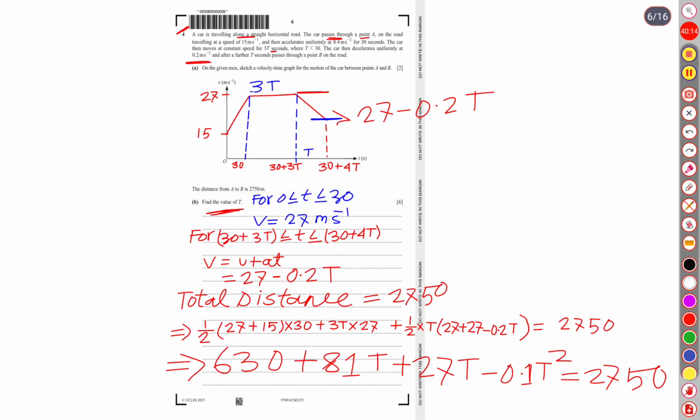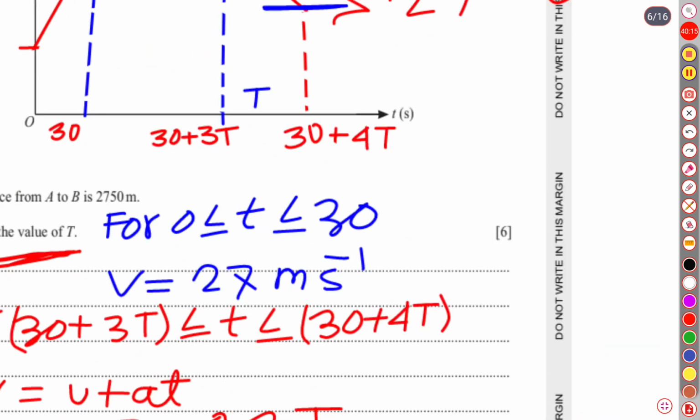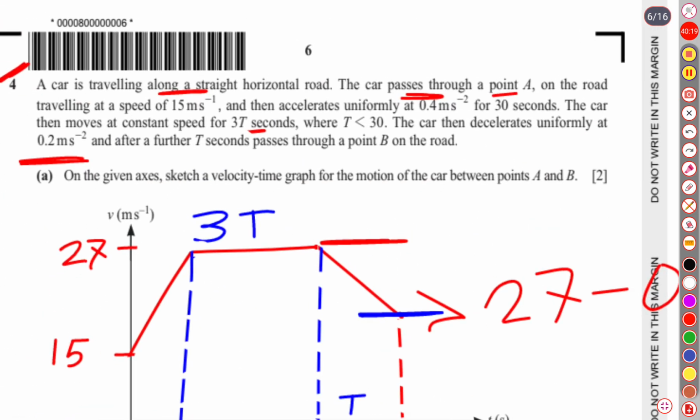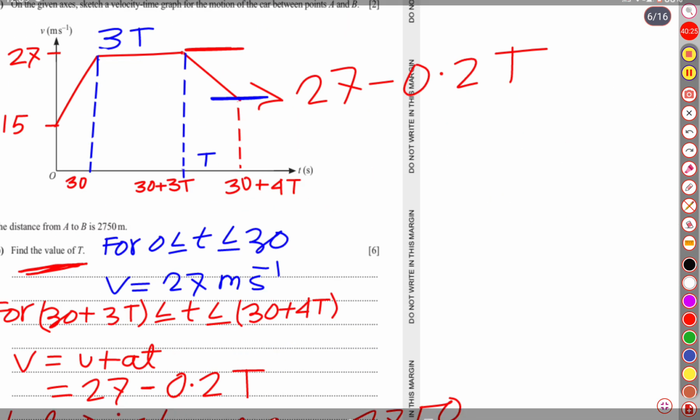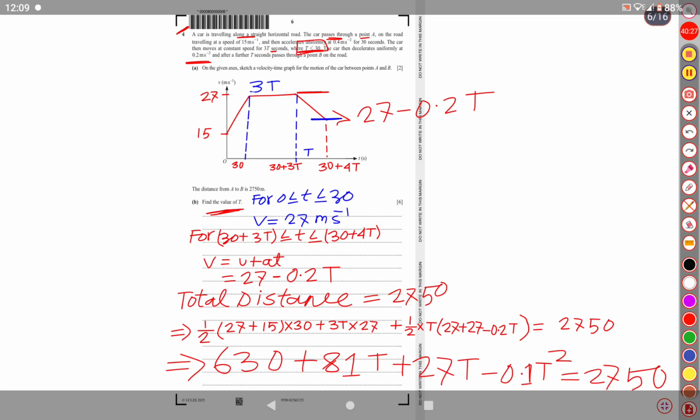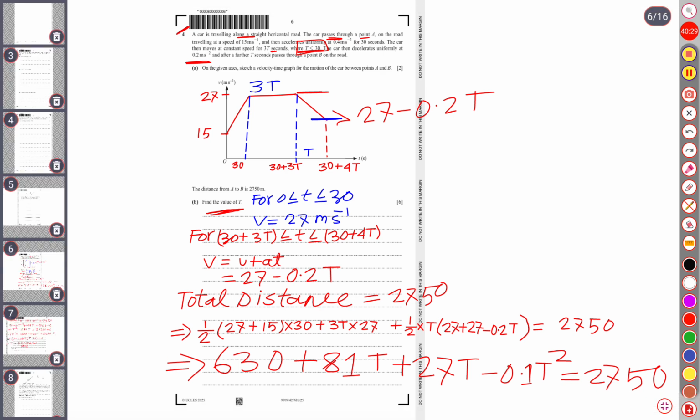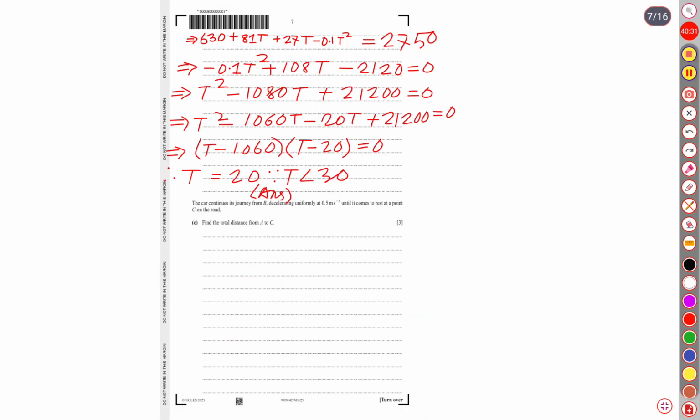Now, why are we rejecting the value which is 1060? Look at this here. It is distinctly written T must be less than 30. Okay. So the acceptable value of T is just 20. This is T is equal to 20. That's all about this solution.